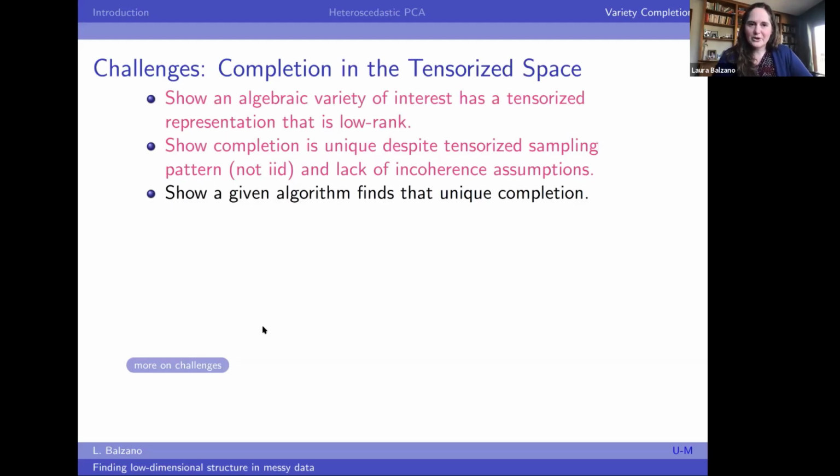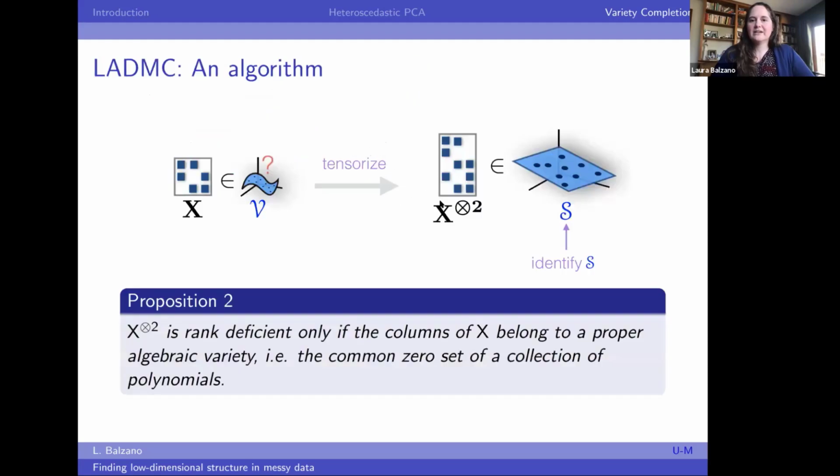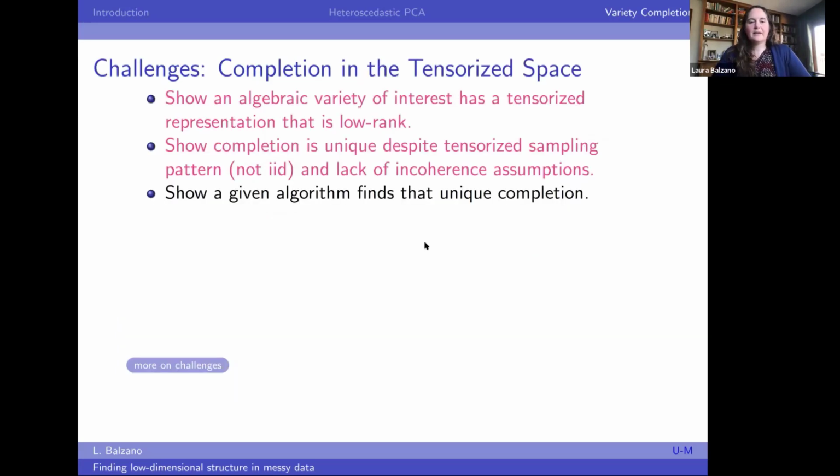First, we needed to show that the variety has a low rank representation in this lifted space. But even more challenging, and what we did in our recent work here, was to show that the completion is unique, even though you have this tensorized sampling pattern and a lack of incoherence assumptions. So up here in this space, we can't make the standard assumptions that people do for low rank matrix completion. But we tackled those challenges in our recent work.